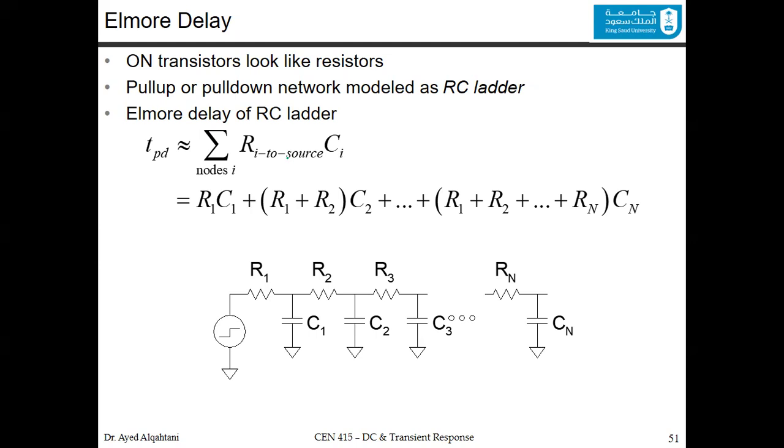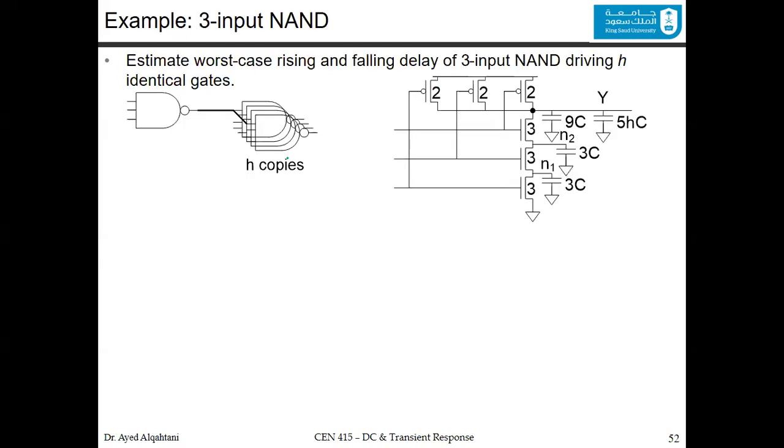Let's apply this delay model to our circuit. So this is what we reached, sizing 3, 3, 3, 2, 2, 2. This is the 9C that we said. And here we have the 3C at this point and this point. We call them N1 and N2, and Y, for better explaining the problem to you.